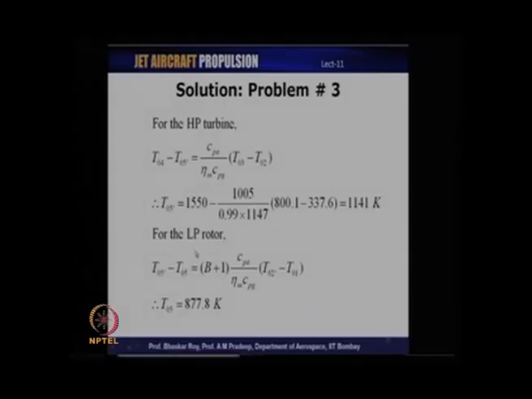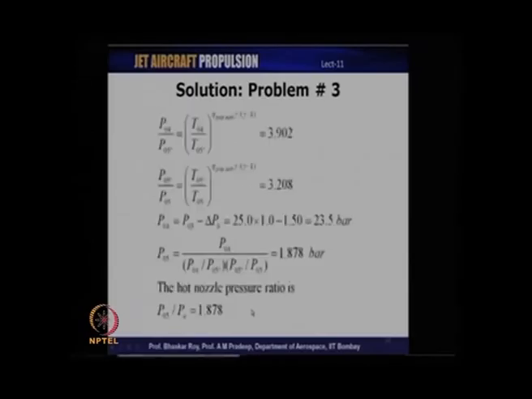Similarly, we can calculate the LP turbine exit conditions, because LP turbine drives the fan, and the fan mass flow rate, as you can see here, is different from the core mass flow, because fan drives a larger amount of mass flow. So, T05, that is LP turbine exit temperature, is 877.8 Kelvin. Similarly, we proceed towards finding the exit pressures.